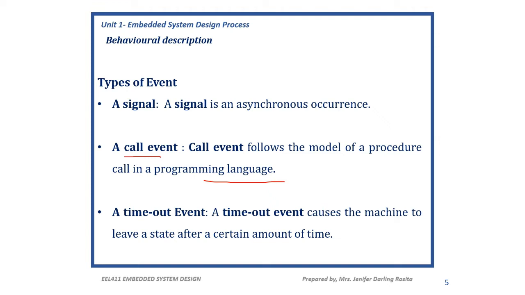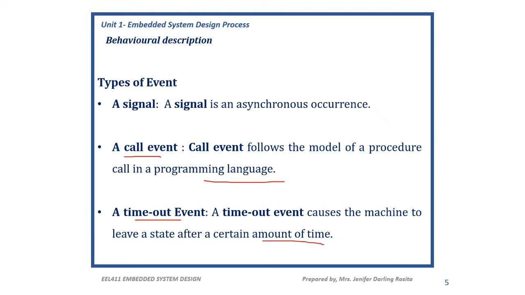An event happens, right? A signal is what? It is an asynchronous occurrence. Often it is from the outside world, by a user pressing a button or some kind of detection happening. A call event happens inside the world by calling a programming language. And there is one more event, which is called a timeout event. A timeout event causes the machine to leave a state after a certain amount of time.